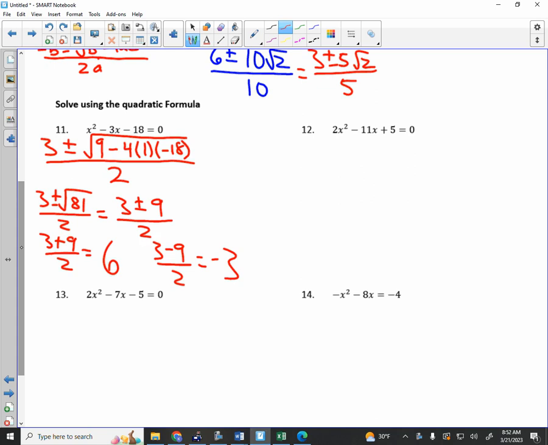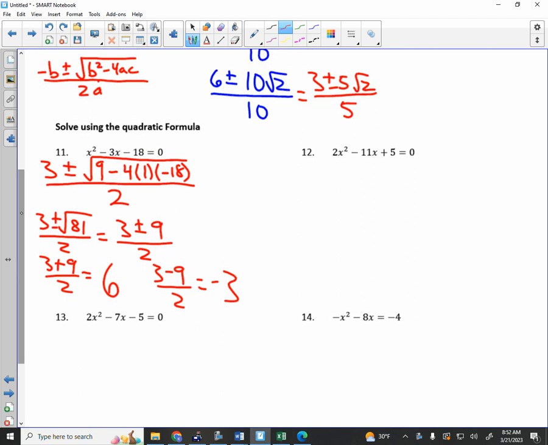Okay, number 12. Remember, I look at my formula, I start with negative b. What's negative b? The opposite of this, which would be positive 11 plus or minus the square root of b squared. What's negative 11 squared? 121 minus 4 times a is 2 times c is 5. Divided by twice the a value, 4.